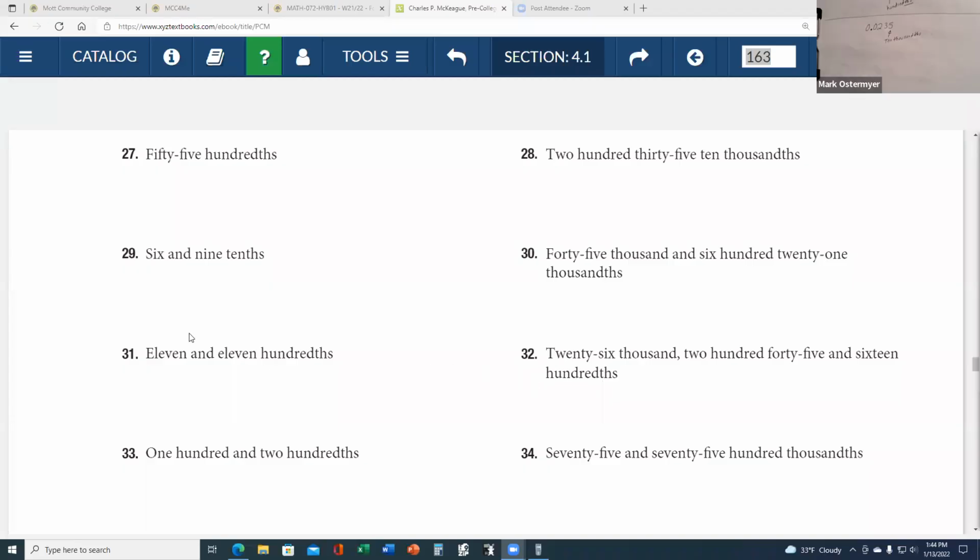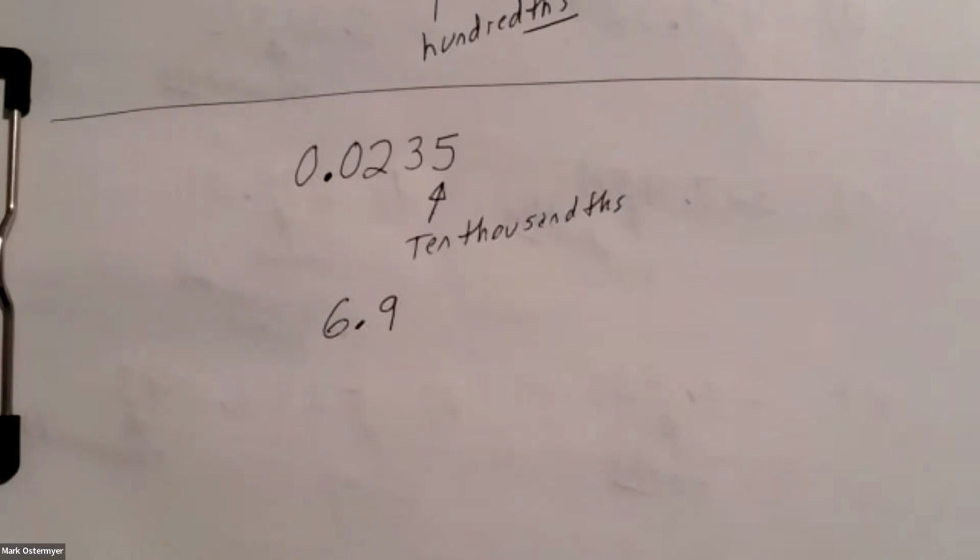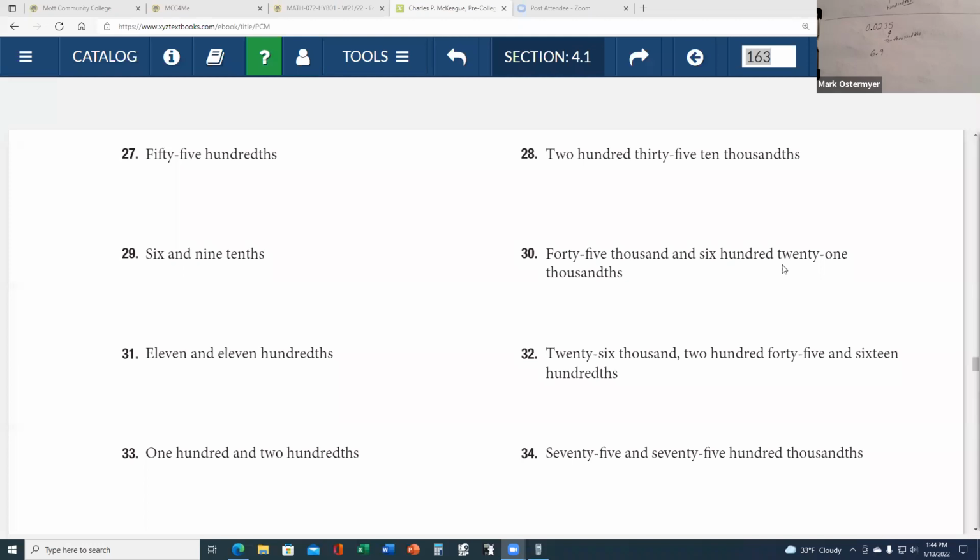You try, this one's easy. Try number 29, 6 and 9/10. How would I write that as a decimal? 6 and 9/10. 6.9. That's it. 6.9. 6 and 9/10. That was an easy one. Now this next one is not so easy. Number 30.